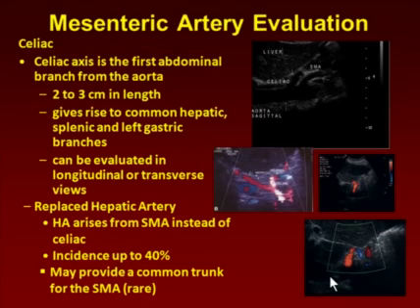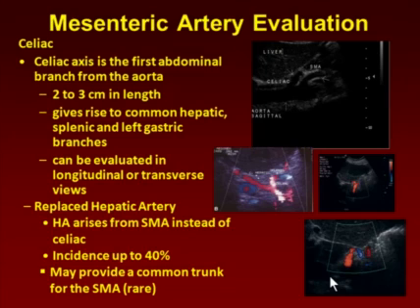The celiac axis is the first abdominal branch off of the aorta. It is about 2 to 3 centimeters in length and gives rise to the splenic, common hepatic, and left gastric branches. This can be evaluated in either longitudinal or transverse views. You get that sort of Y division there where the hepatic and splenic form a seagull or Y approach, some people call it. This again can be evaluated in either longitudinal or transverse, whatever works out best to see the bifurcation of those.